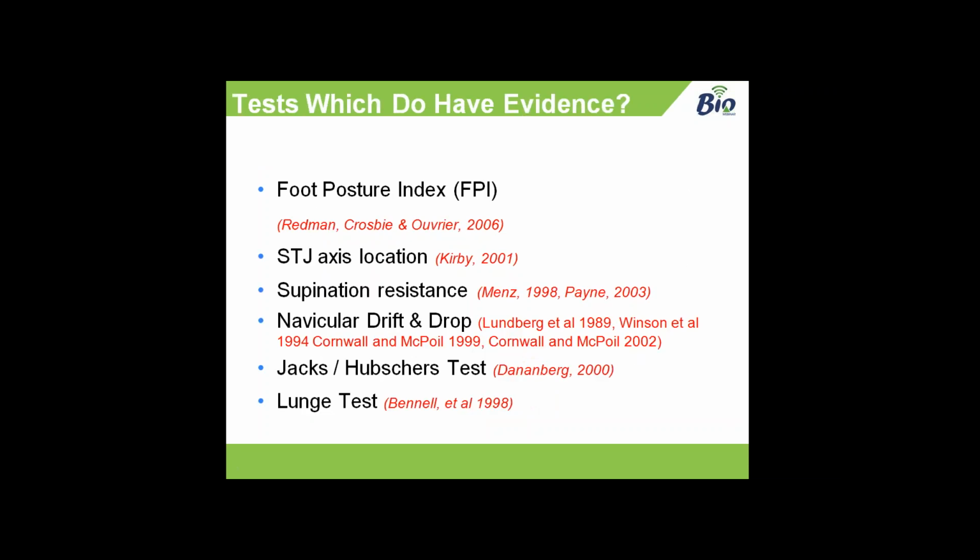Now, onto some tests which do have some research behind them. Some of you may use all of these, some of you may use some, some of you may use none. But the important thing is that they do all have research, and some of them do also have papers which link them to injury prediction. So what I'm going to go into in a bit more depth now is the foot posture index, subtalar joint axis location, supination resistance, navicular drift and drop, Jack's or Hubscher's test, and the lunge test.